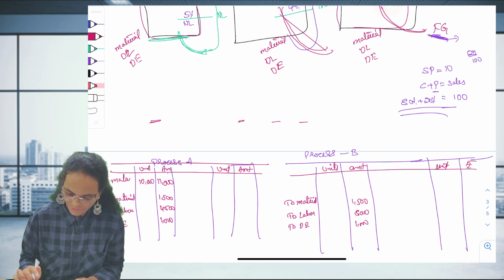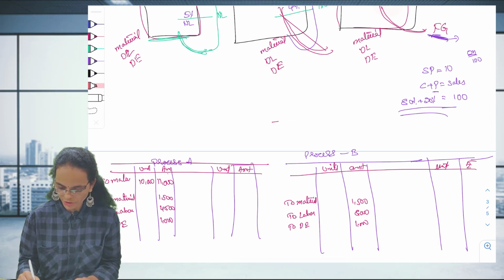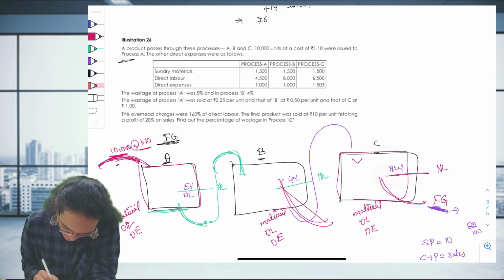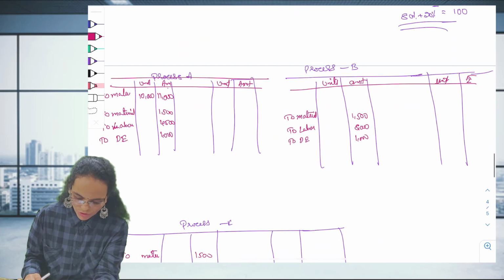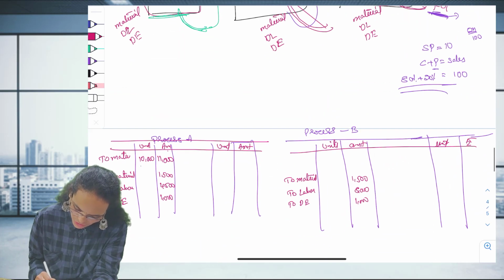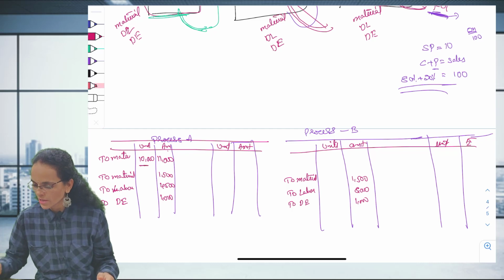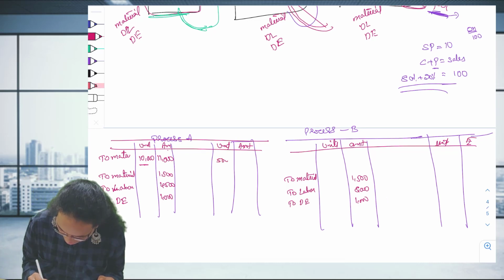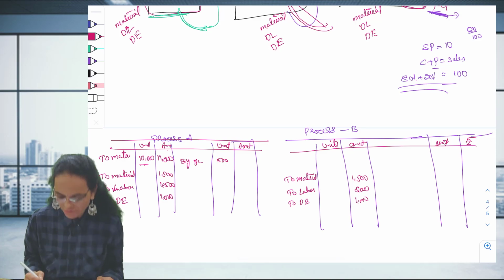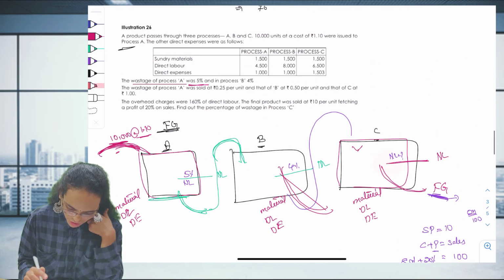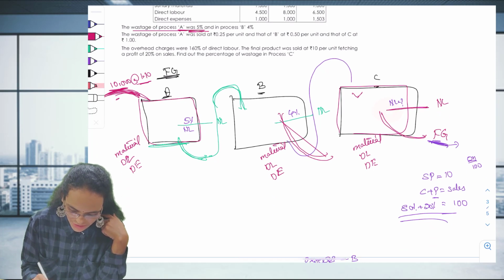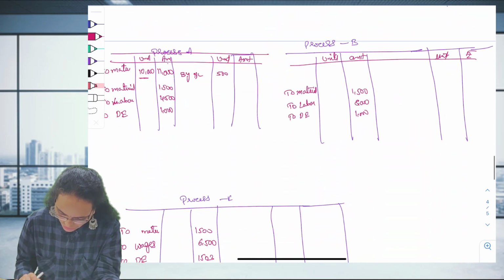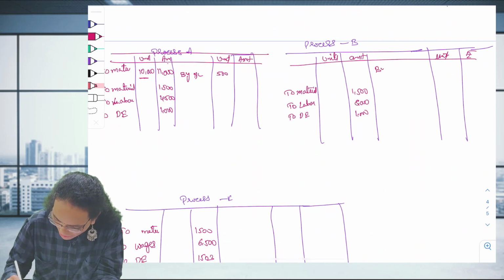This one is done. We took the information. Next, what is it saying? Wastage of process A was 5%. See, what was the input given in process A? 10,000 units into 5% is 500. So 500 units is the normal loss. Process A 5%. In process B, normal loss at the rate of 4%.